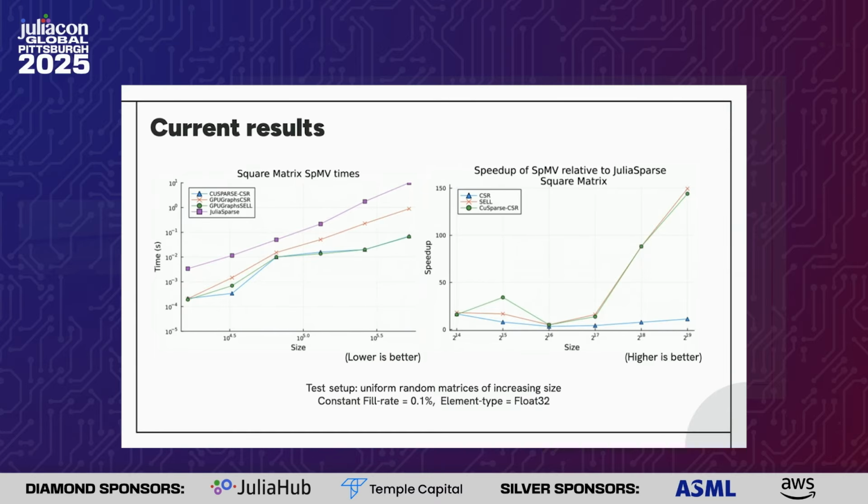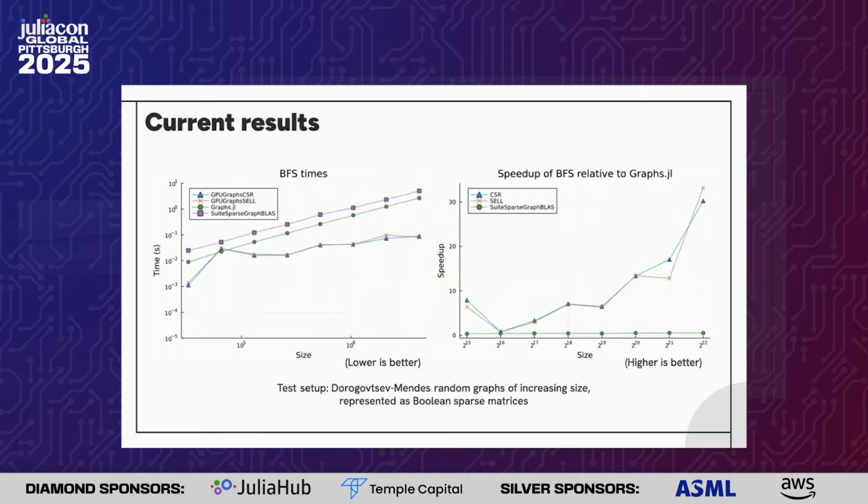And finally, we tried to do some GraphBLAS breadth-first search, which is a very common graph analytics algorithm. We benchmarked it against Graphs.jl as well as the breadth-first search evaluated with linear algebra using SuiteSparse GraphBLAS. And here we were able to get very promising results. This is tested on randomly generated graphs. We can see that we get not only faster runtime, but also better scaling as the graph size grows.